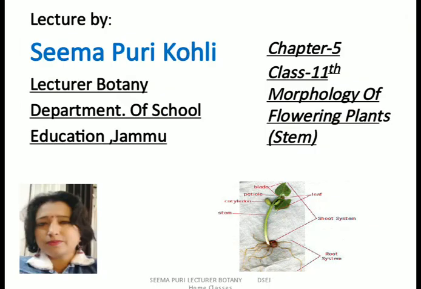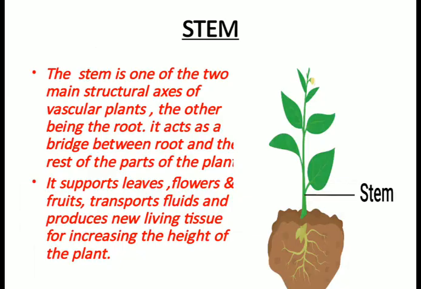My dear students, today we are going to discuss the next topic from the chapter Morphology of the Flowering Plant, and the topic that I am going to discuss today is the stem. My dear students, the stem is one of the two main structural axes of the vascular plants. I mean to say that the two vascular axes of which the plant is made up are the stem and the root. The stem is one of the two main structural axes, the other being the root.